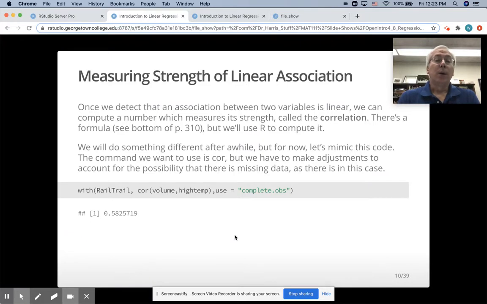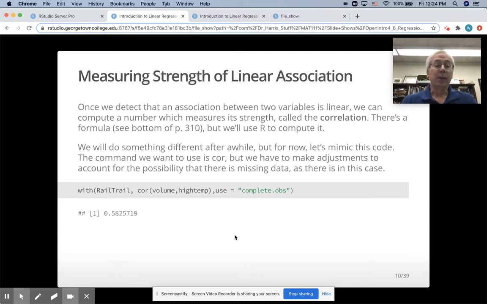Suppose we look at a scatter plot and we decide that there is some sort of linear association between the two variables. We'd like to talk about how strong that association is. So we're going to come up with a numerical measure for the strength of linear association. We're going to call it correlation. If you go to page 310 in your text, you'll see there's a formula at the bottom of the page, but we're not going to try to use that formula. We're going to let R, RStudio, do the work for us.